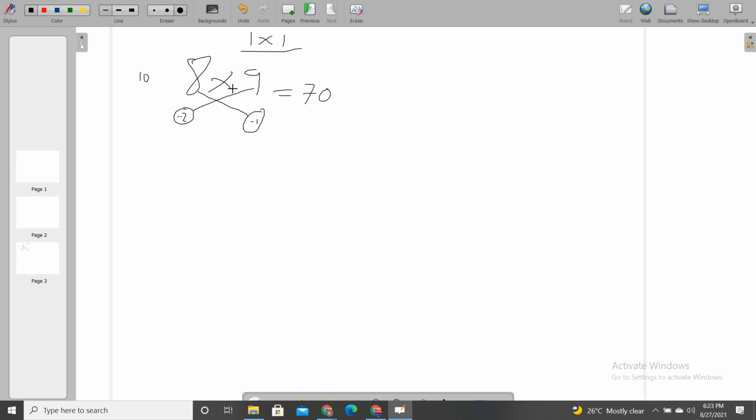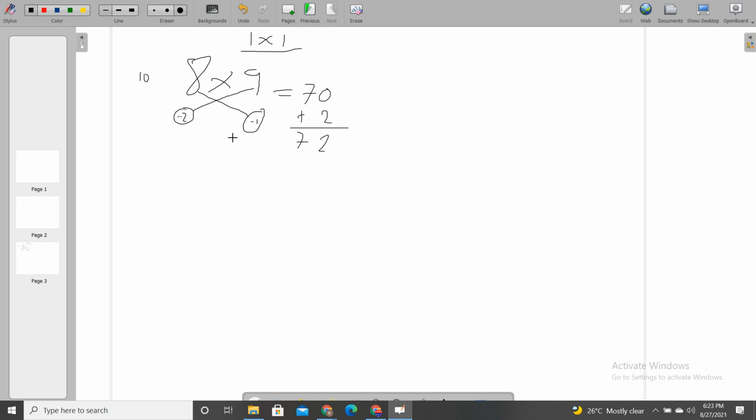So the next thing is this one that we have here. We have to multiply this. Negative 2 times negative 1 will give me positive 2. So I will add plus 2. So it means that the answer is supposed to be 72. For the sake of those who don't know their multiplication timetable and are in lower grade, you can still use this to solve any questions.